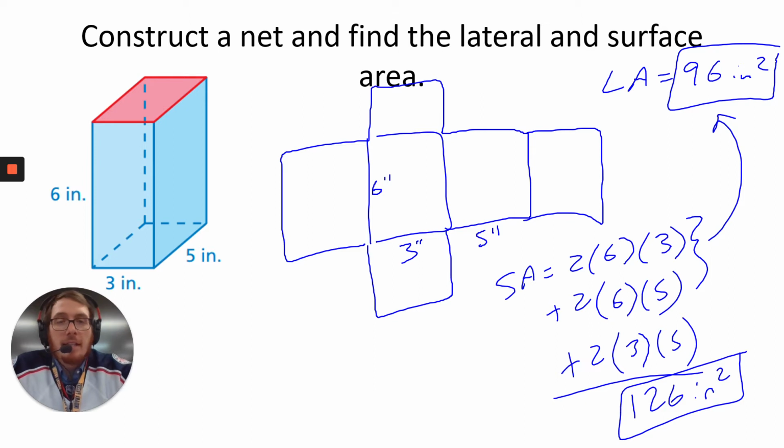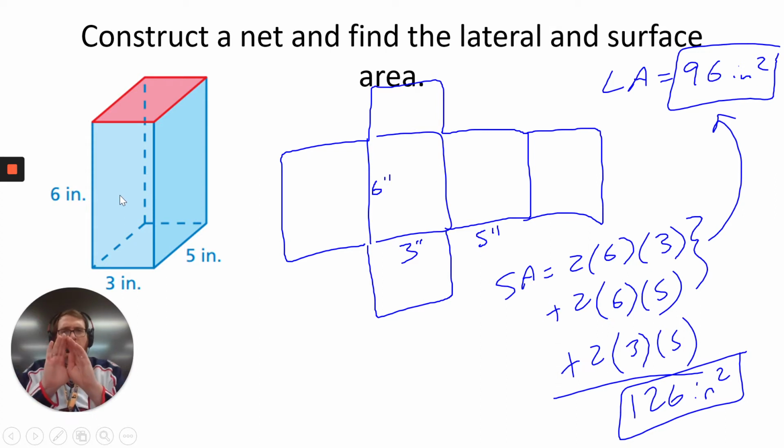Basically, what we're going to look at today is just different types of prisms and how to find their surface area and lateral areas. So notice here I have a rectangular prism. It's important to realize that the 3 by 5, see how it says 3 inches by 5 inches, is the bottom and the top, and it's in red. Those are the bases for this rectangular prism in these scenarios.